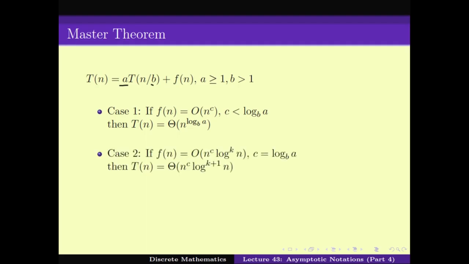The second case says that if fn is n power c times log n power k, and c is exactly equal to log a base b, then tn equals n power c times log n power k plus 1. And the third case is that if c is bigger than log a base b and fn is omega of n power c, then tn is theta of fn. So these are the three cases.